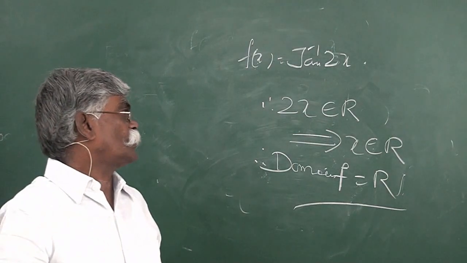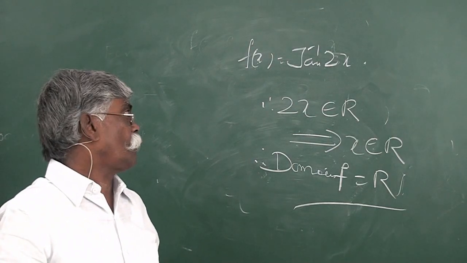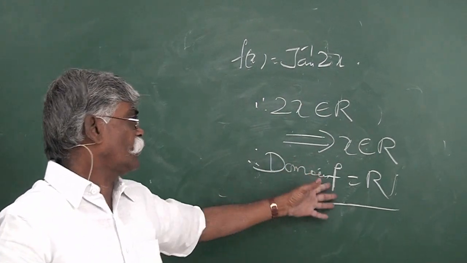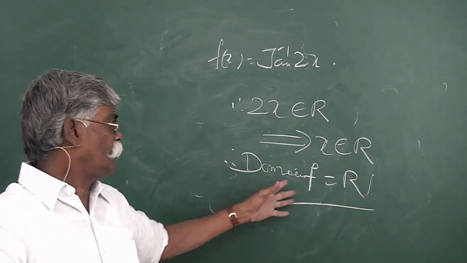So, for tan inverse 2x, the domain is capital R. That means 2x belongs to capital R and hence x belongs to capital R. Therefore, the domain f is R.